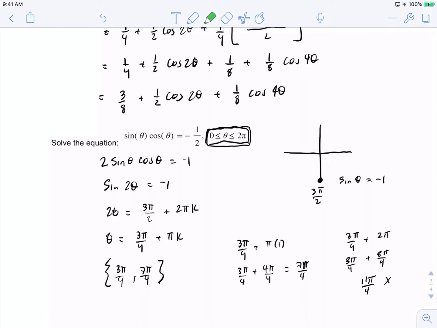The crux to this problem, though, is when you're solving, look for this. You've got to remember that sine has a period of 2 pi, and so the answer will repeat every 2 pi. And so we need to use that when checking the restrictions. That will be important.